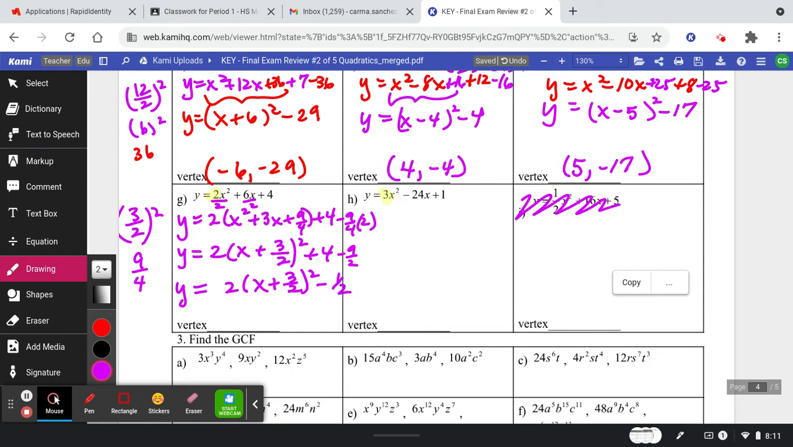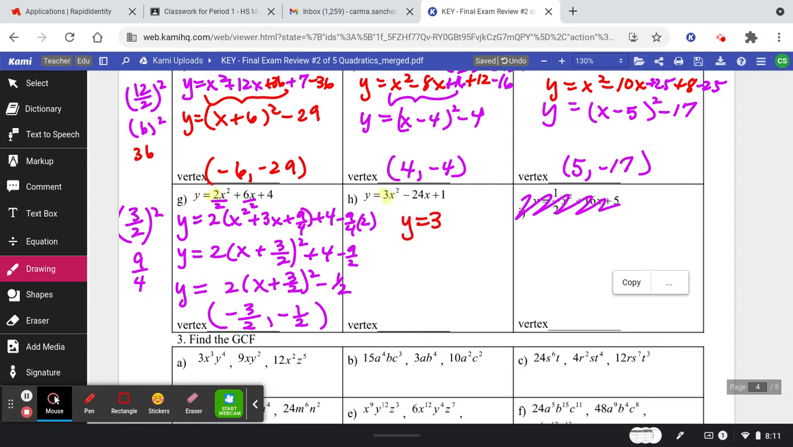And so what's my vertex? My vertex is negative 3 halves, negative 1 half. Are we going to have to complete the square on an odd B? No, you're not going to have to do this. But can it be done? Sure, I just did it. But you will not have to do this on your final exam, FYI. Okay, so pause the video, go try this one and the next one, and let's see how you did.